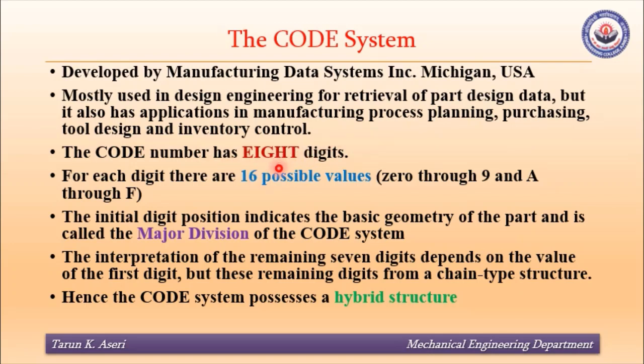The code number has in general 8 digits. For each digit there are 16 possible values, 0 through 9 and A through F. The initial digit indicates the basic geometry of the part and is called the major division. The interpretation of the remaining 7 digits depends on the value of the first digit, but the remaining digits form a chain type structure, so it is known as a hybrid structure.